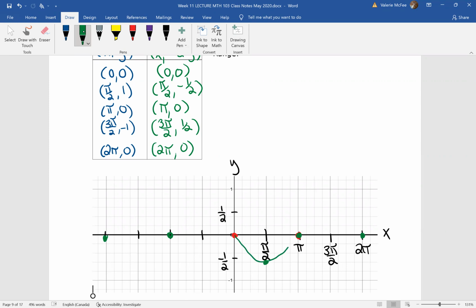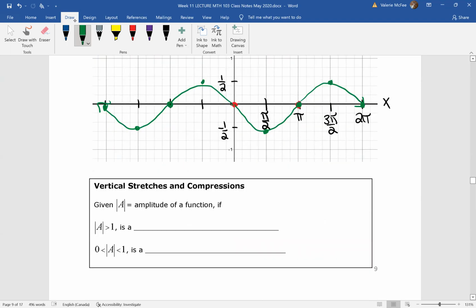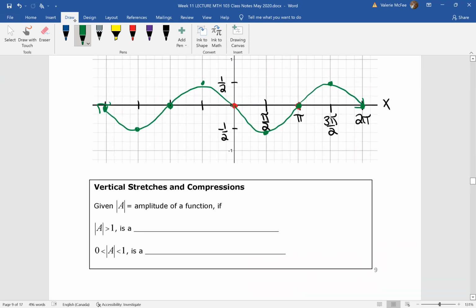As soon as we have a piece of that wave, we can continue it by going above and below the x-axis. You can fill in the domain and range here. Our domain, still the set of all real numbers, and the range, -1/2 to +1/2.